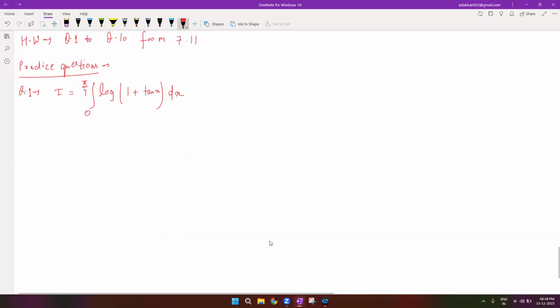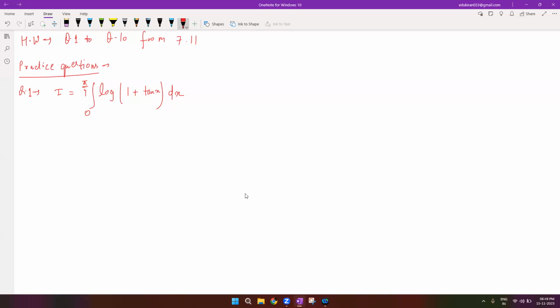As soon as I notice a question in definite integration, my first approach should be whether it can be directly integrated or not. Now, this is log of 1 plus tan x, and this is a composition of functions. Inside the logarithm, we have 1 plus tan x. So this is not going to be an easy integration if we go in terms of indefinite only. So now we will think about using properties.